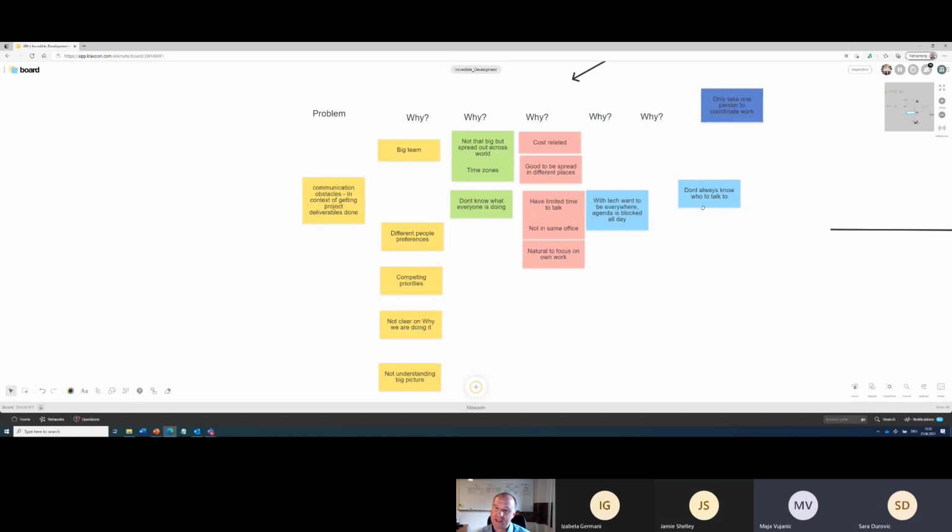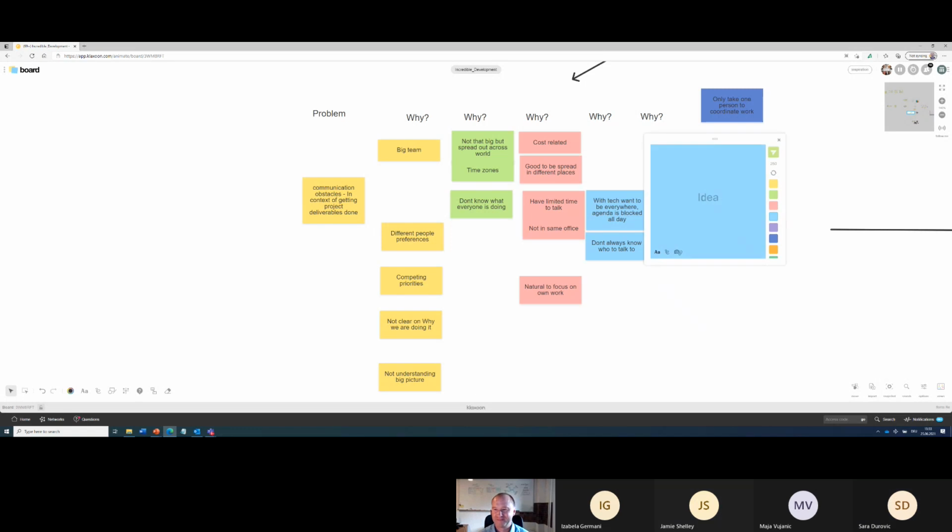Great. And then let's just pick up on this "natural to focus on our own work." Why is it natural to focus on our own work? Well, it's easier if you get a specific task and you do only that. I guess that's your responsibility, and you are not responsible for anything you didn't know. Very good. That's a really good one.